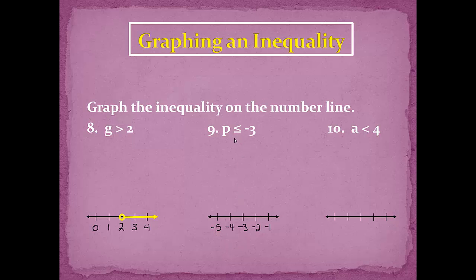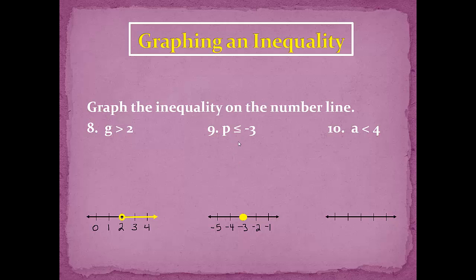Now in our inequality, we have less than or equal to. When we have the symbols less than or equal to or greater than or equal to, we will draw a closed circle on our number line. So at negative 3, we're going to go ahead and draw a closed circle. So this one is closed, and in the previous example, we had an open circle. The open circle meant that it could not be equal to that number, and the closed circle means that it can be equal to the number. So since this one says that p is less than or equal to negative 3, we have a closed circle.